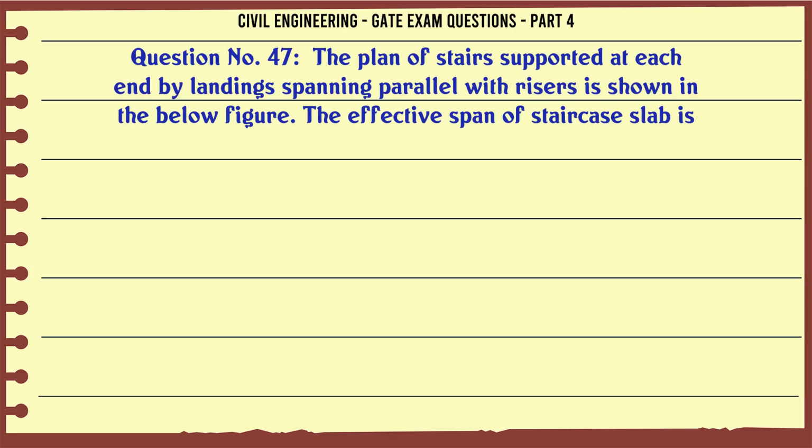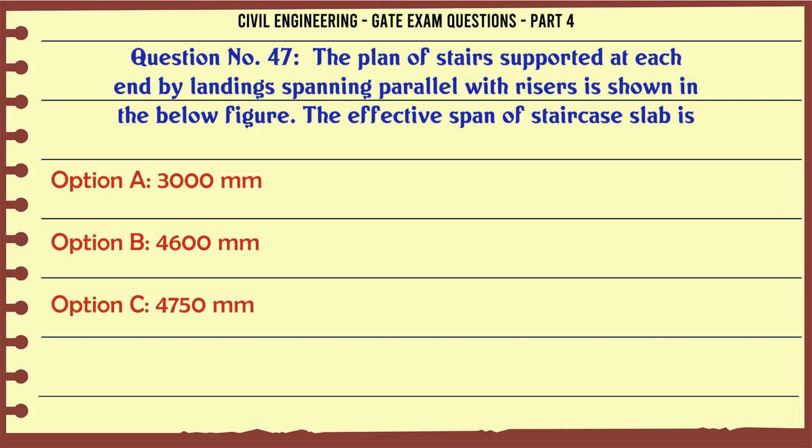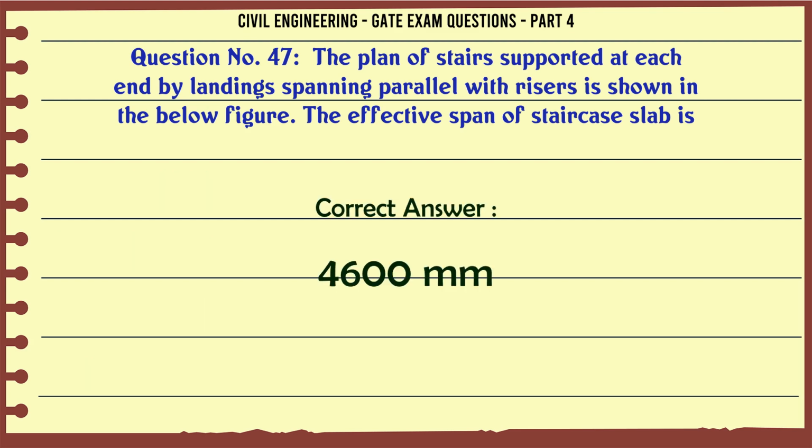The plan of stairs supported at each end by landings spanning parallel with risers is shown in the below figure. The effective span of the staircase slab is: A. 3000 mm, B. 4600 mm, C. 4750 mm, D. 6400 mm. The correct answer is 4600 mm.